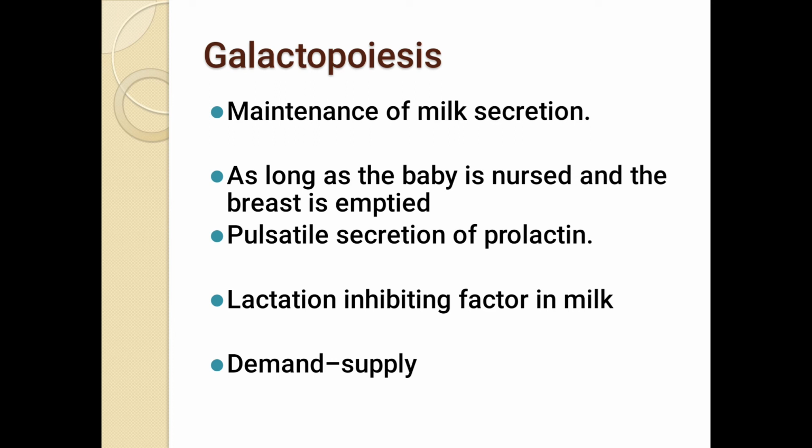And not only prolactin and oxytocin, other hormones, as I told you already, growth hormone, cortisol, parathyroid hormones, thyroid hormones and insulin are also important for galactopoiesis.